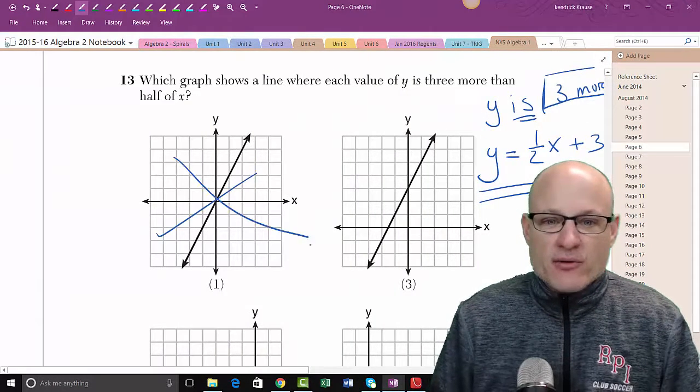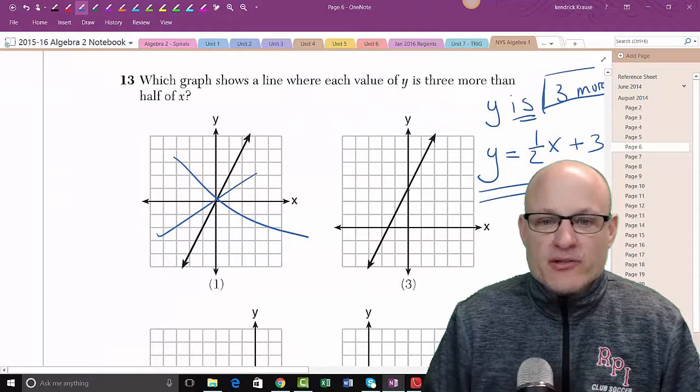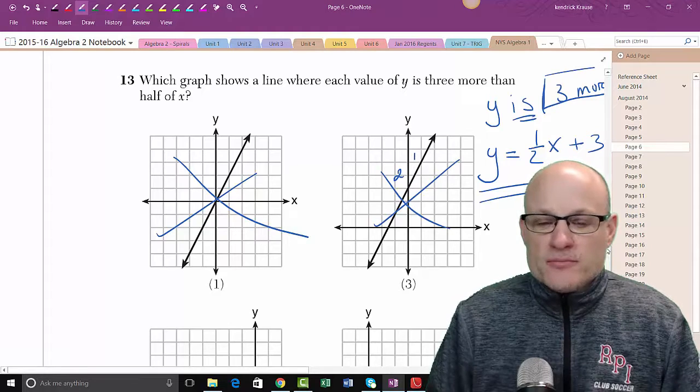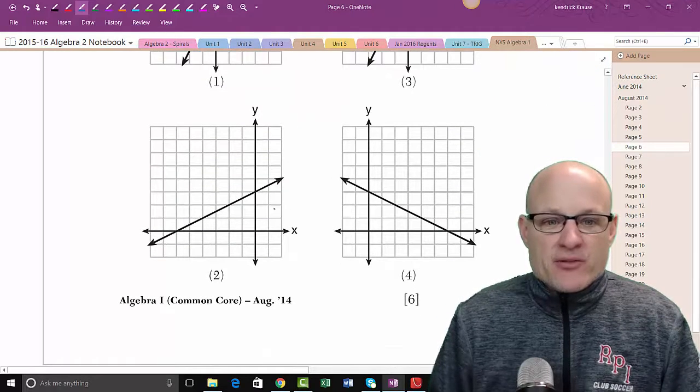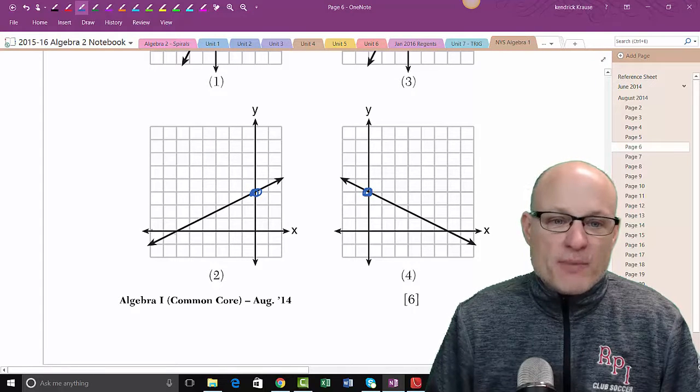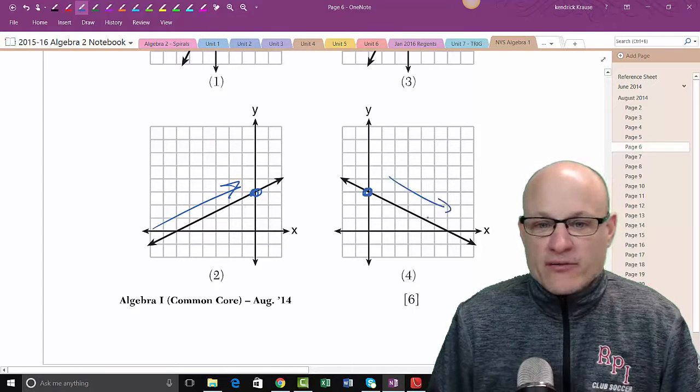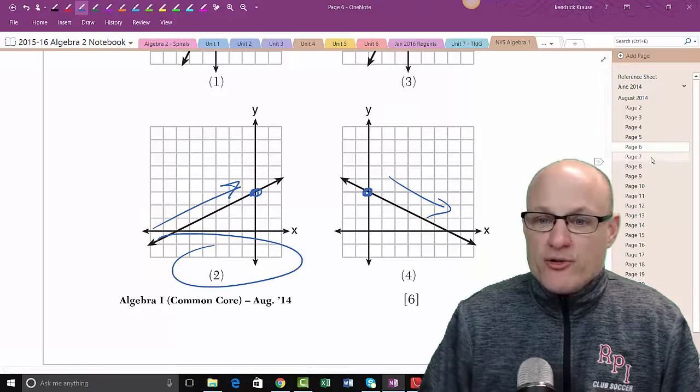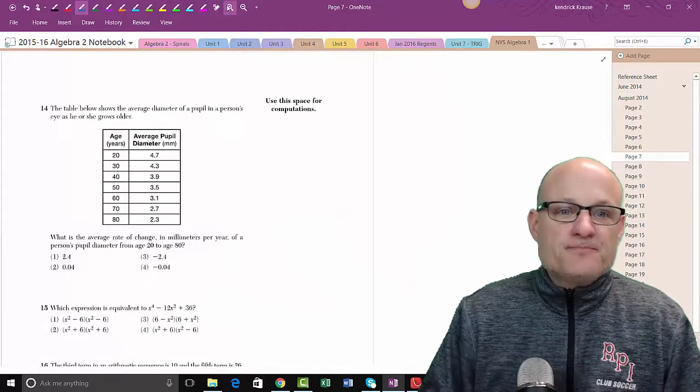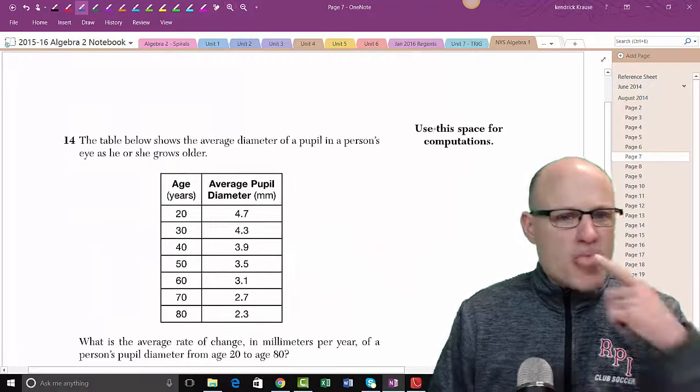Well, this doesn't have a y-intercept of 3. This has a y-intercept of 3, but it has a slope of up 2 over 1. Nope. This one has a y-intercept of 3, and this one has a y-intercept of 3, but I want the positive slope, not the negative slope. So there's my answer, number 2. 13's done. Let's keep moving.